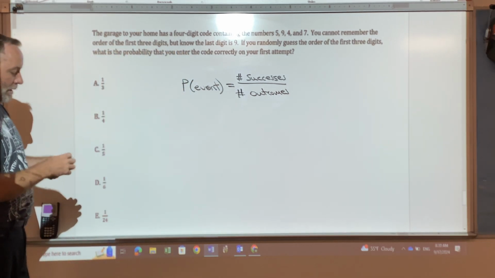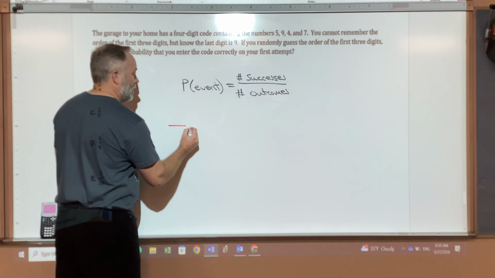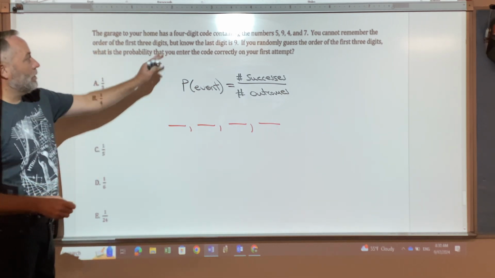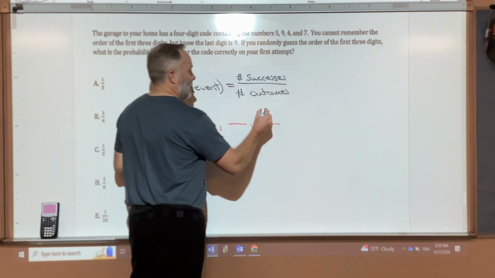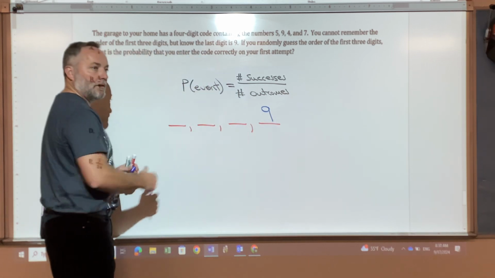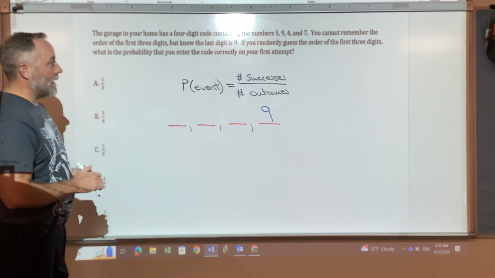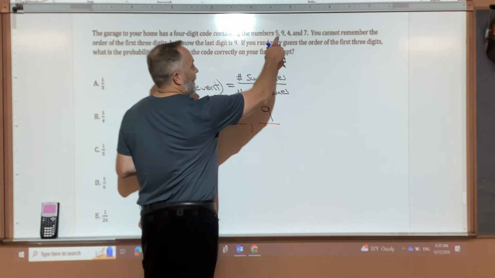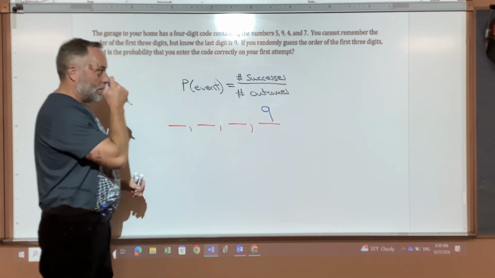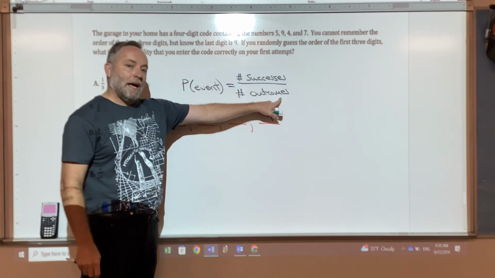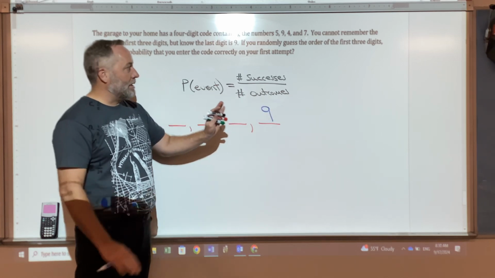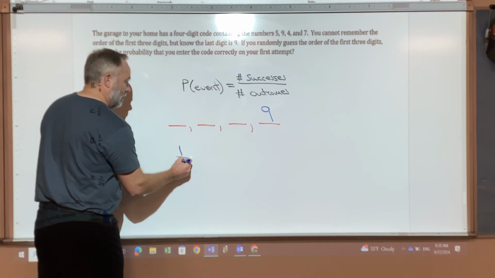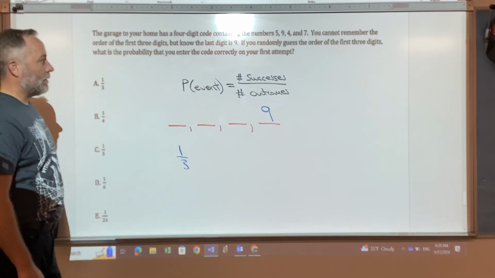Okay, so let's take a look. In our case, we have a 4-digit code, so let's just show it this way. And we're told that we remember the last digit is 9. So now we just need to figure out these next 3 digits on our first guess. Okay, so on this first digit, there's 3 numbers remaining. There's the 5, the 4, and the 7. And so we have 3 total outcomes. And it just needs to be the right one, so there's 1 success. So here we have a 1 in 3 chance of selecting the correct digit.